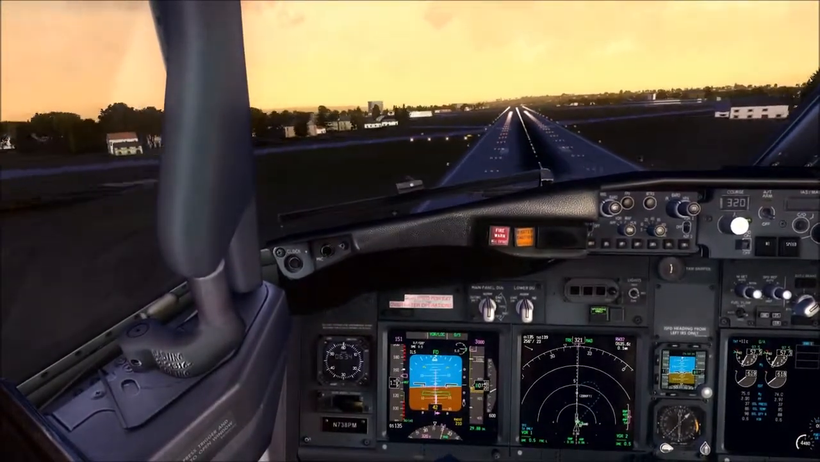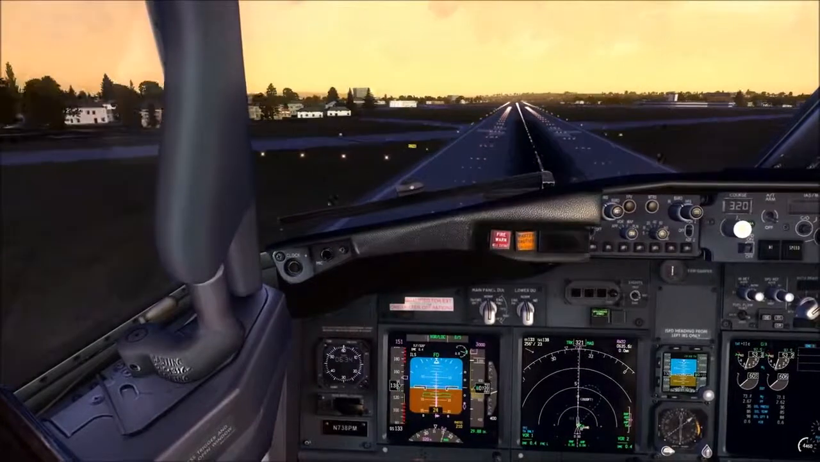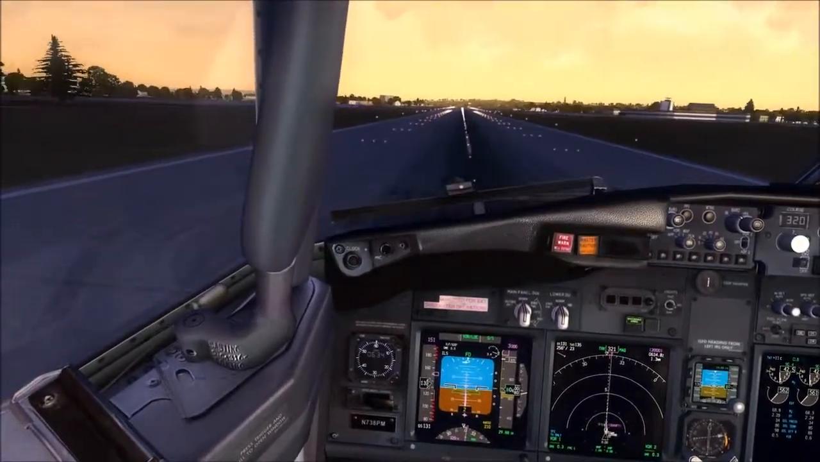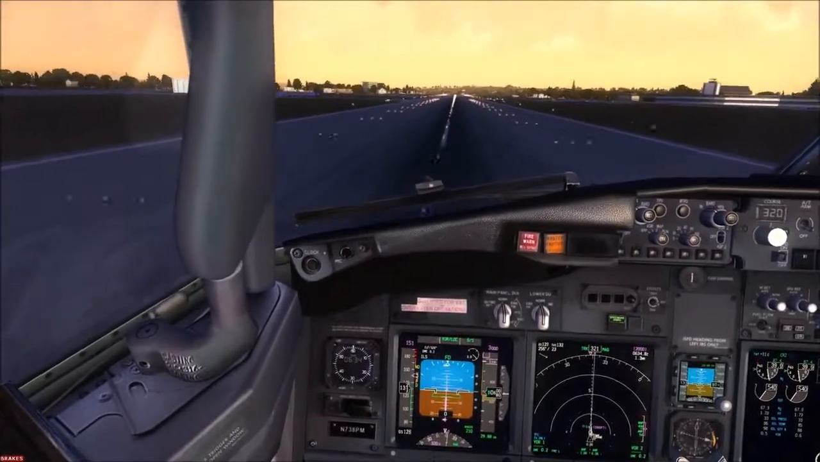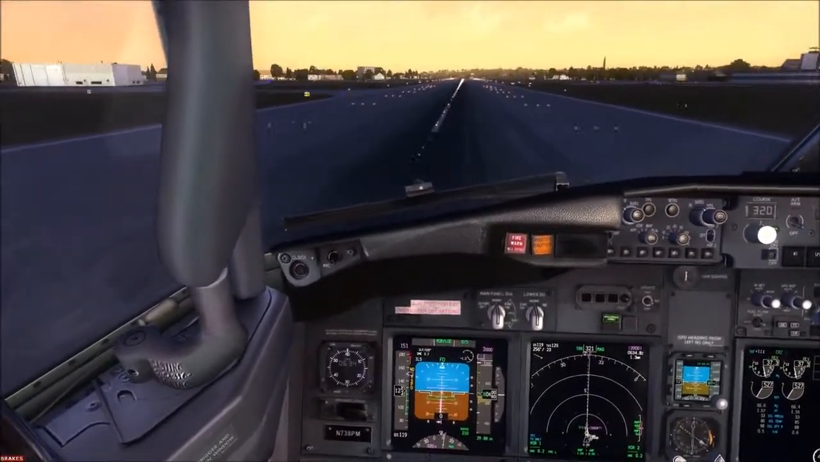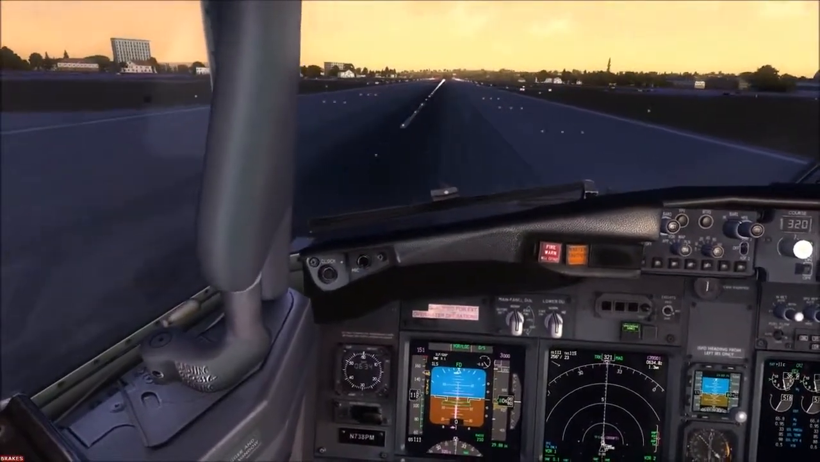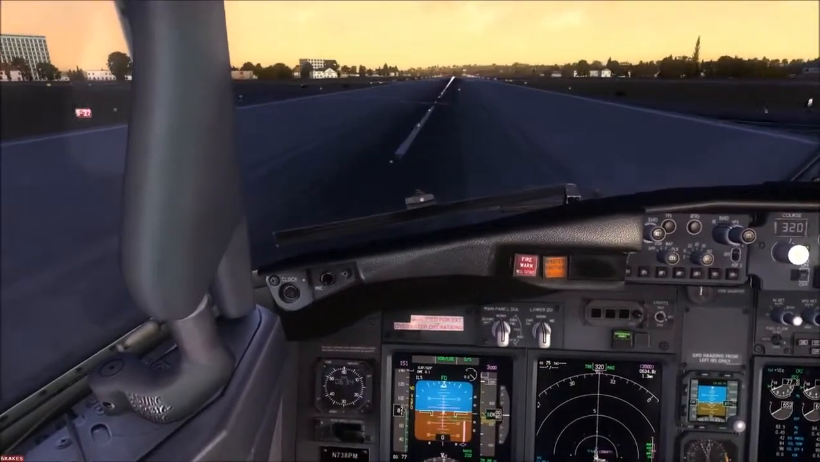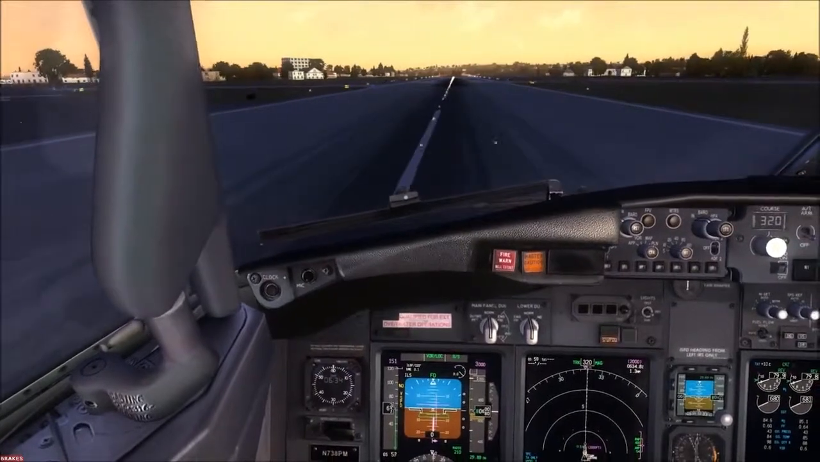50, 40, 30. So here I am now at 10 feet. I swing the nose round while keeping the wings level. Touchdown, slightly hard, but these conditions are very severe. Then holding the runway heading as much as possible. Slow down as normal to a halt.